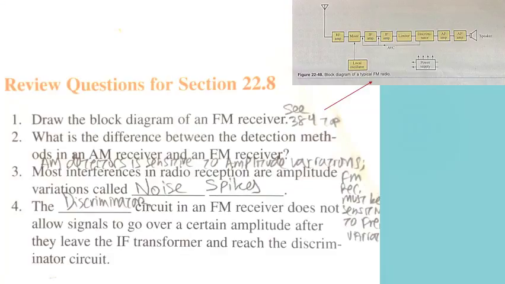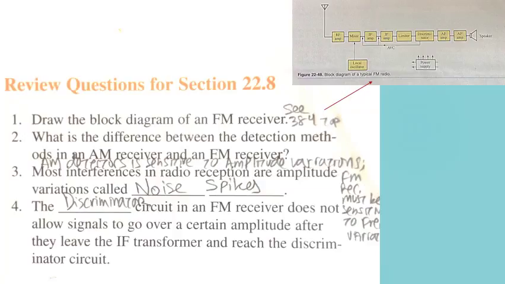Review questions for section 22.8. 1. Draw a block diagram of an FM receiver that is shown on the screen. 2. What is the difference between detection methods in the AM receiver and the FM receiver? That is, AM detectors are sensitive to amplitude variations. The FM receiver must be sensitive to frequency variation.